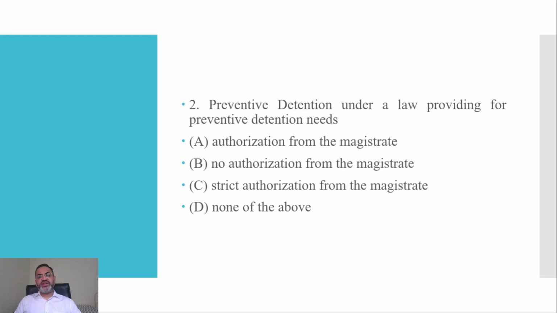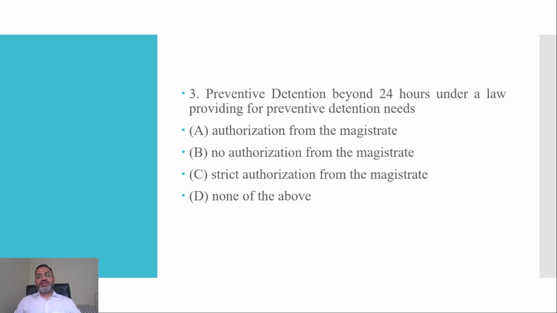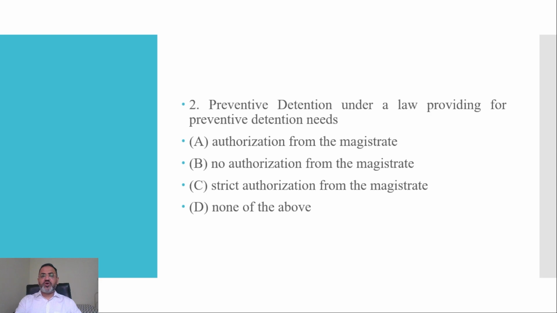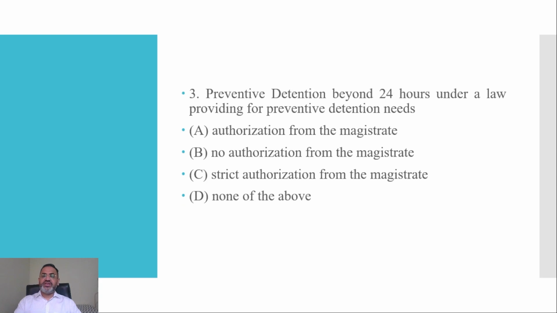Preventive detention under a law providing for preventive detention needs authorization from the magistrate. No authorization from the magistrate. Strict authorization from the magistrate. None of the above. So clearly option B is the right answer. Preventive detention beyond 24 hours under a law providing for preventive detention needs no authorization. So clearly option B is the right answer. Only if it exceeds beyond 3 months would an advisory board's approval be needed.